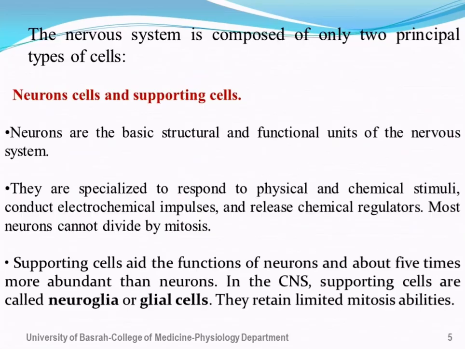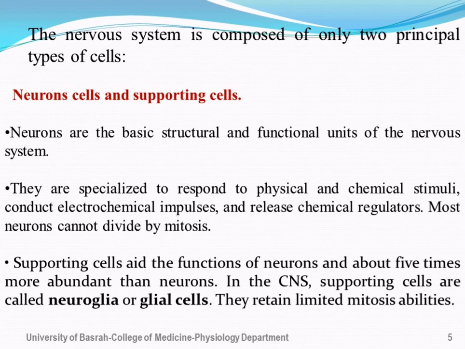The nervous system is composed of only two principal types of cells: neuron cells and supporting cells. Neurons are the basic structural and functional units of the nervous system in general. They are specialized to respond to physical and chemical stimuli, conduct electrochemical impulses, and release chemical regulators. Most of the neurons cannot be divided by mitosis.